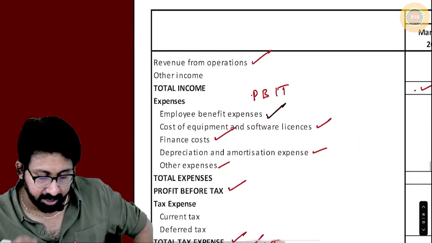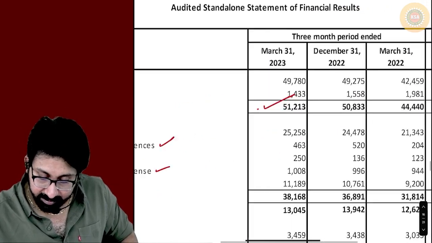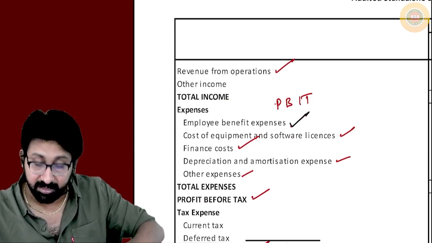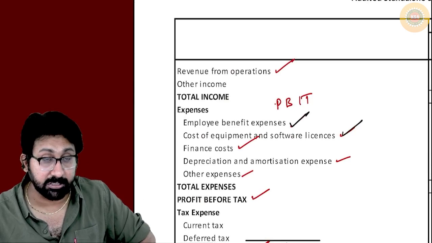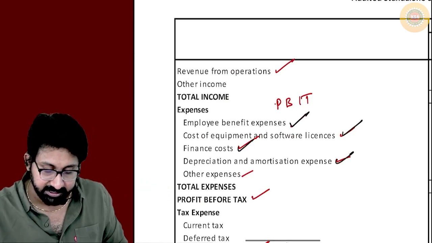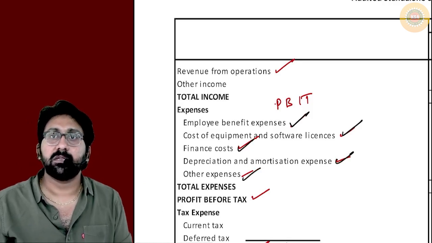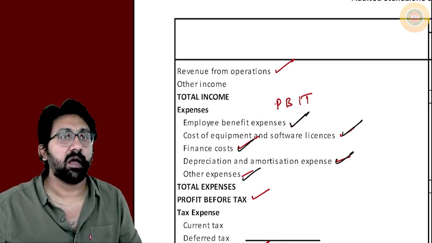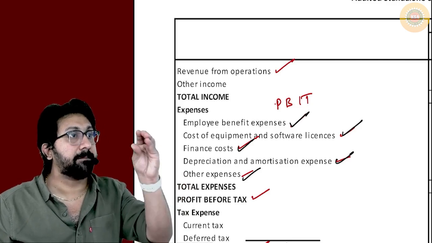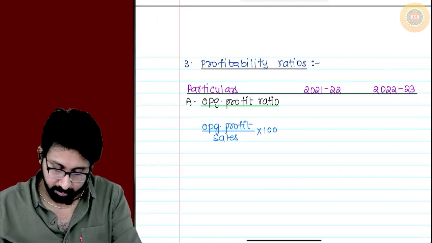Can I deduct employee benefit? Employee benefit is operating expense or not? Can I deduct the license cost? Can I deduct finance cost? No. Next one, can I deduct depreciation and amortization? Yes. Can I deduct all other expenses related? Yes. Listening? With this, what we will get? Operating profit. After that, also called as EBIT.